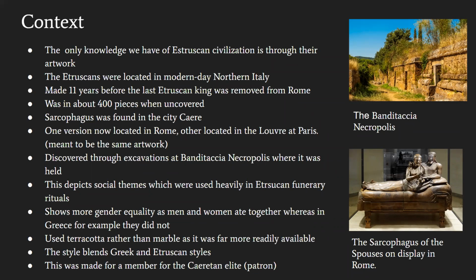The sarcophagus was found in the city of Caere, and another version is actually located in Rome. And the one we look at here is located in the Louvre in Paris. It was discovered through excavations at the Banditaccia necropolis. It displays more gender equality than previous cultures had. For example, the Greeks did not view women as equal to men. They also used terracotta rather than the marble which Greeks used in their sculptures.